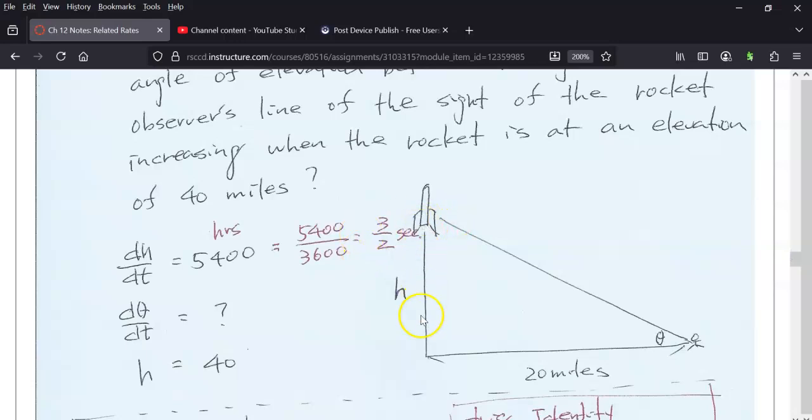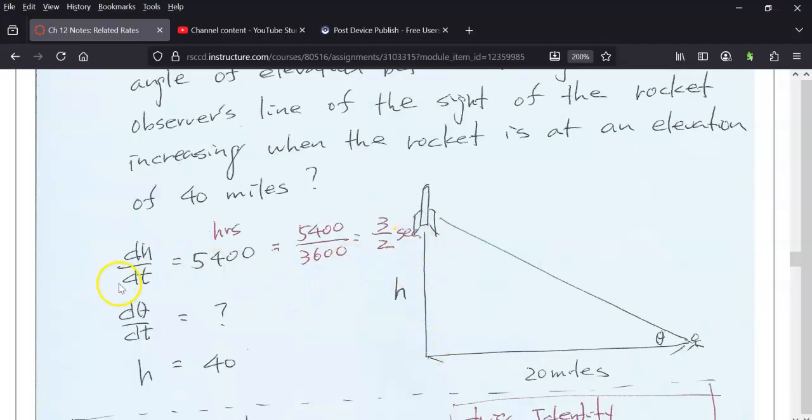So here's a picture, right? You have a rocket going upwards. You have someone looking at it, tilting the head to look at it. That's called the angle of elevation. So theta is how fast he's raising his head basically, right? How fast is the angle changing? Now this is the height of the rocket.